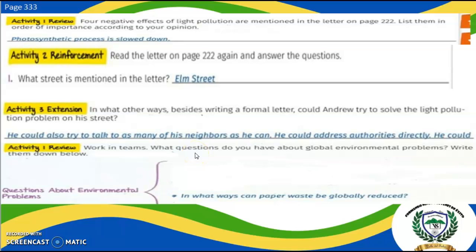In the activity 1 review, what questions do you have about global environmental problems? Write them below. And we have an example here: in what ways can paper waste be globally reduced?